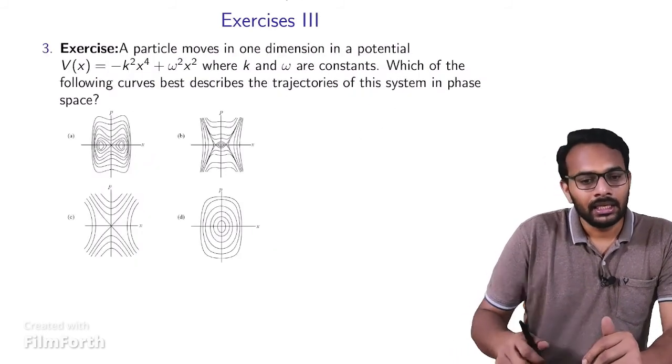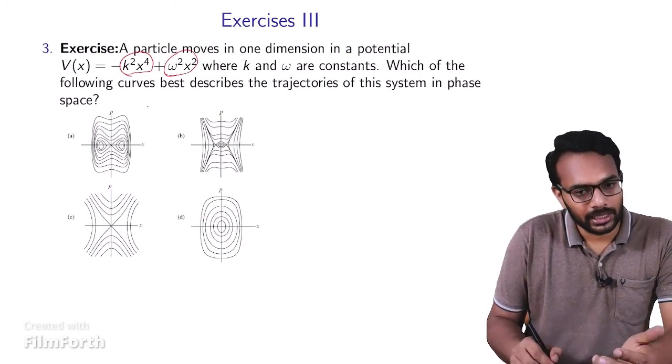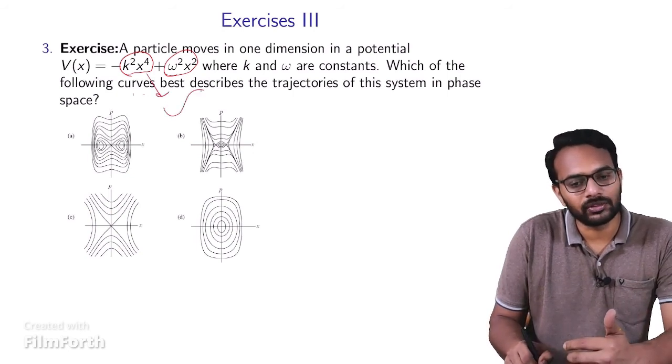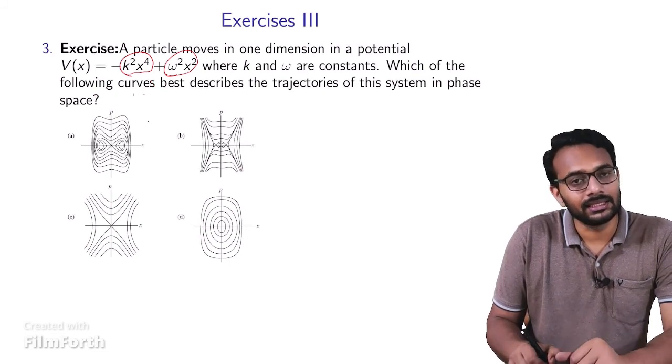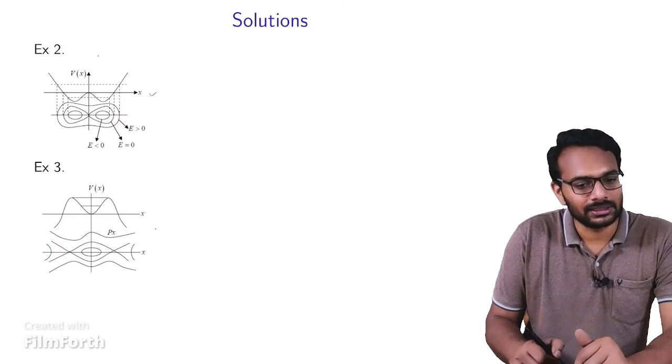The next problem is the potential energy, minus k square x raised to 4 plus omega square x square. Again, plot this potential roughly, qualitatively, and from the shape of the potential energy curve, you will see what kind of phase space trajectory is possible. Now, I think the solutions are this. For exercise 2, it's this. For exercise 3, it's this.